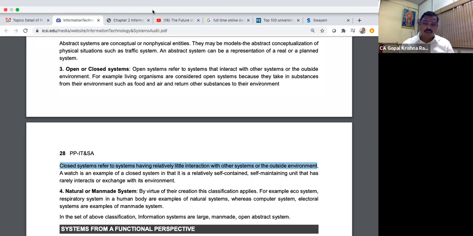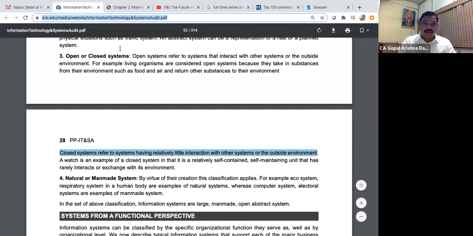So whenever some foreign investors come, he will bring his laptop. You have to tell him very clearly, sir, our office is a closed system. Maybe you open your laptop, use your network and connect it, but we will not give access to our system. Sometimes some of the offices are like that. That is where you need to appreciate the difference between these two. And that is why this has carried 4 marks in your examination.